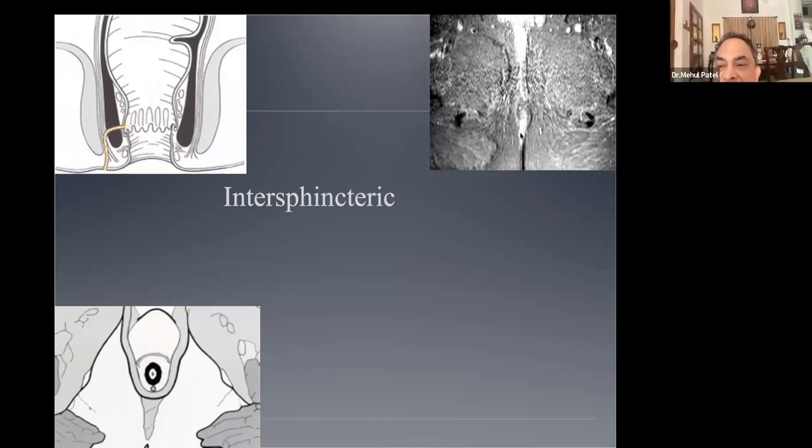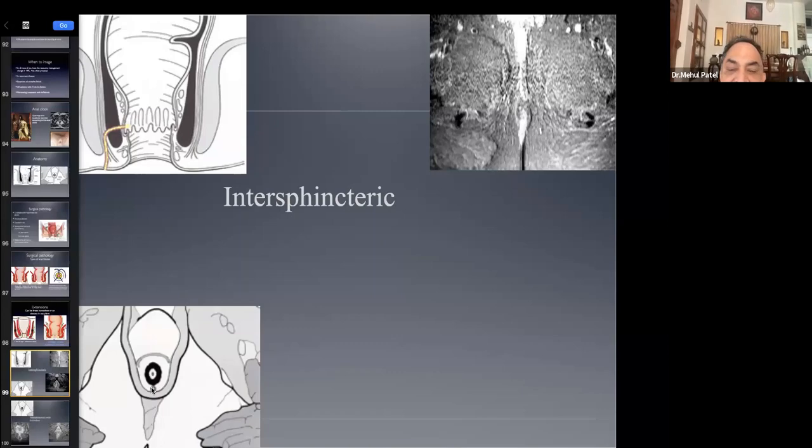So this is the fistula tract. As you can see, it is not even touching the external sphincter. Therefore, it is an intersphincteric tract. So it is like this. It is going, not even touching the external sphincter, crossing the internal sphincter and opening internally at the dentate line.